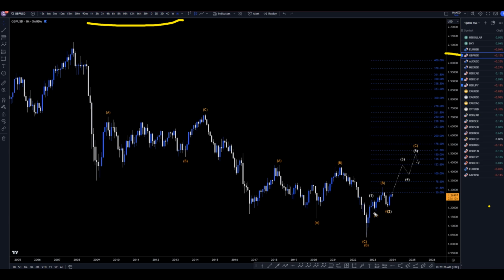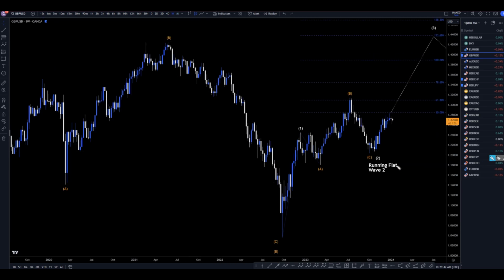So, on the pound dollar monthly, I still think this is an uptrend. I still think this is a 1, 2, 3, 4, and 5 uptrend that we're forming, which I think is probably part of a wave C, especially looking at correlated dollar pairs. So let's take a look at it on the weekly time frame.